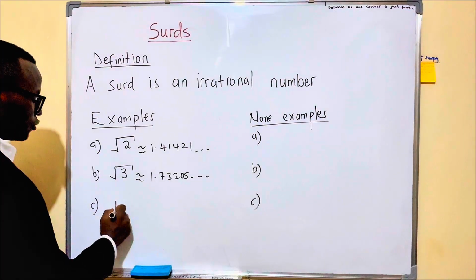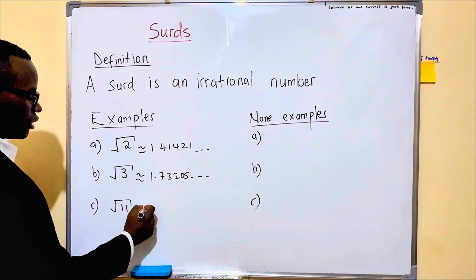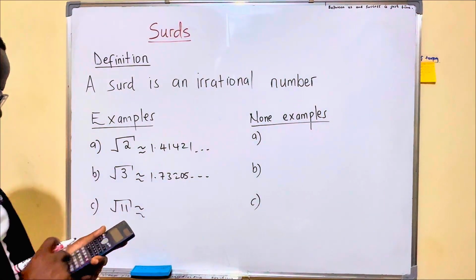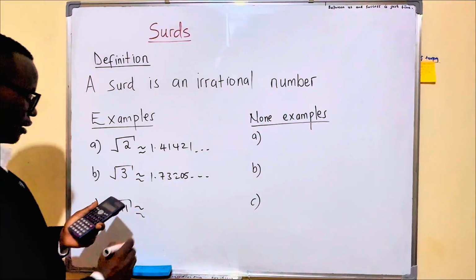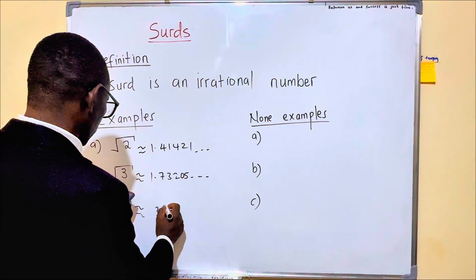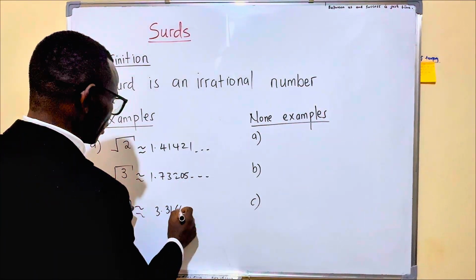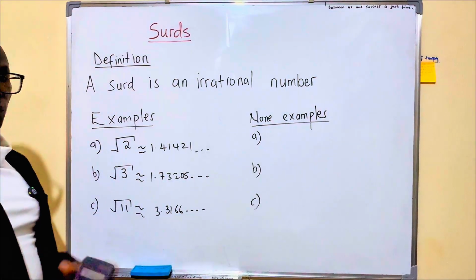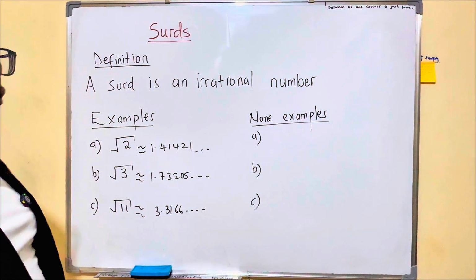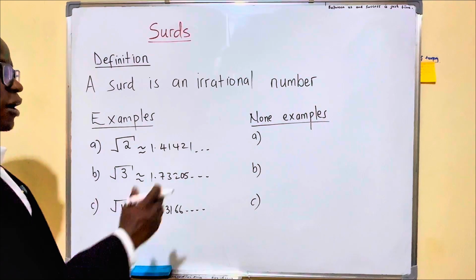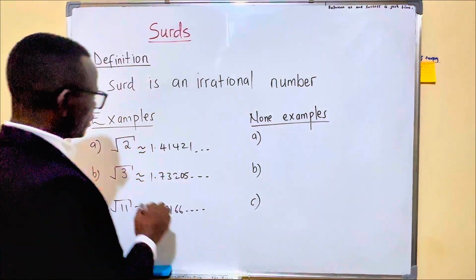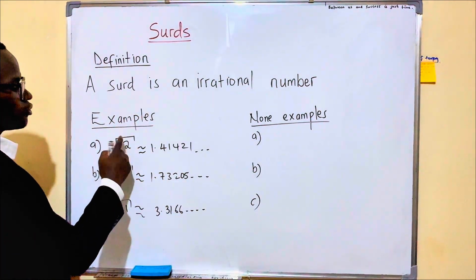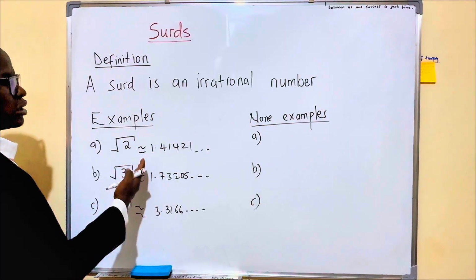Also we have root of 11, and the root of 11 is the same as saying 3.3166 and other digits. We cannot get the fractions of these numbers. Now, we have to note that it doesn't mean that since we are taking the square root of numbers, the results are going to be irrationals.